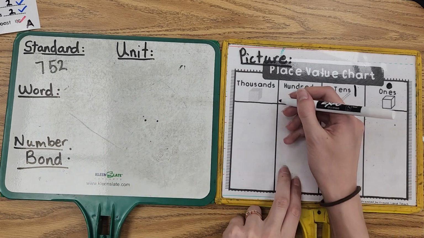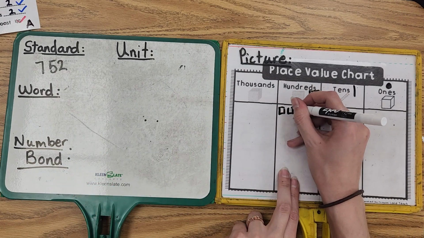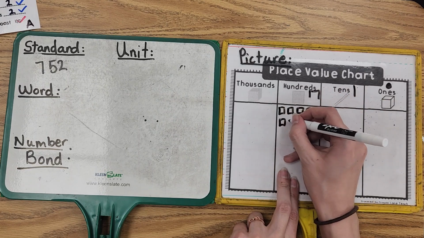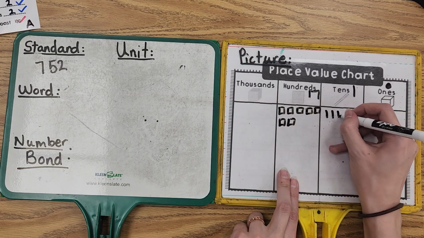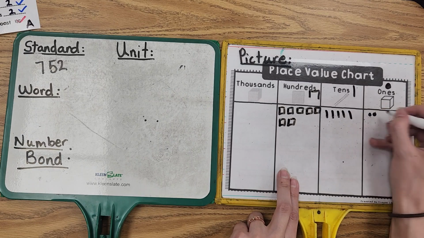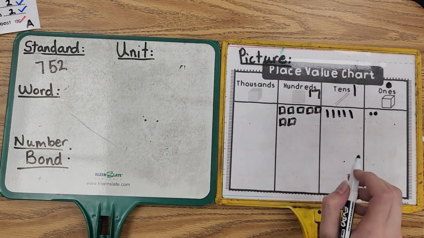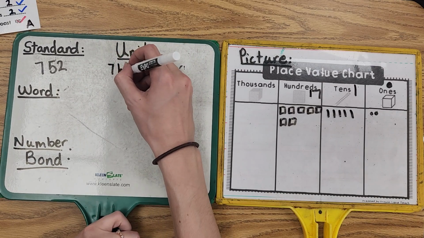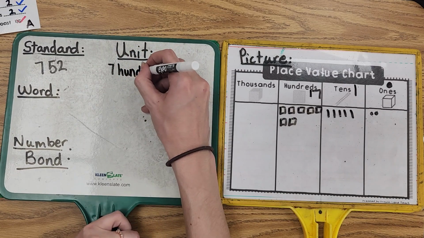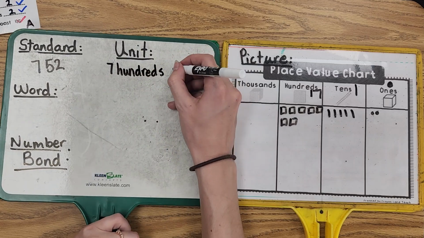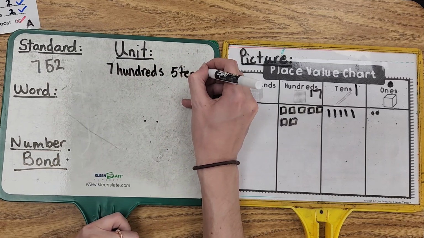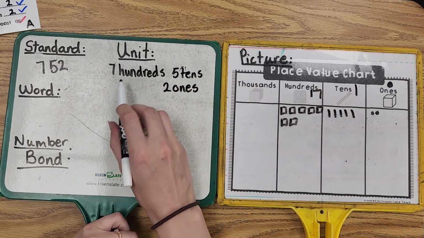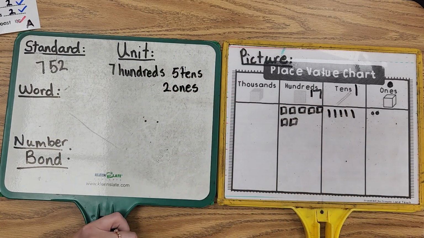Now if I were to draw this, I would do 700s, and I do rows of 5, drop down, 1, 2, 3, 4, 5, 1, 2. There's my picture form where I drew it. Now let's do the unit form. I have 700, so this is numbers and words. 700s, 5 tens, and 2 ones. Unit form is telling me how much of each unit.